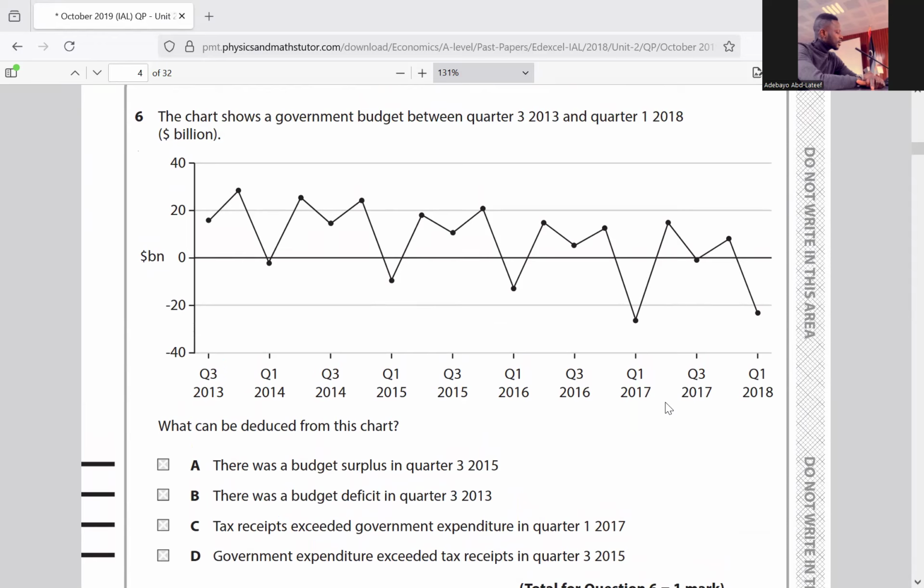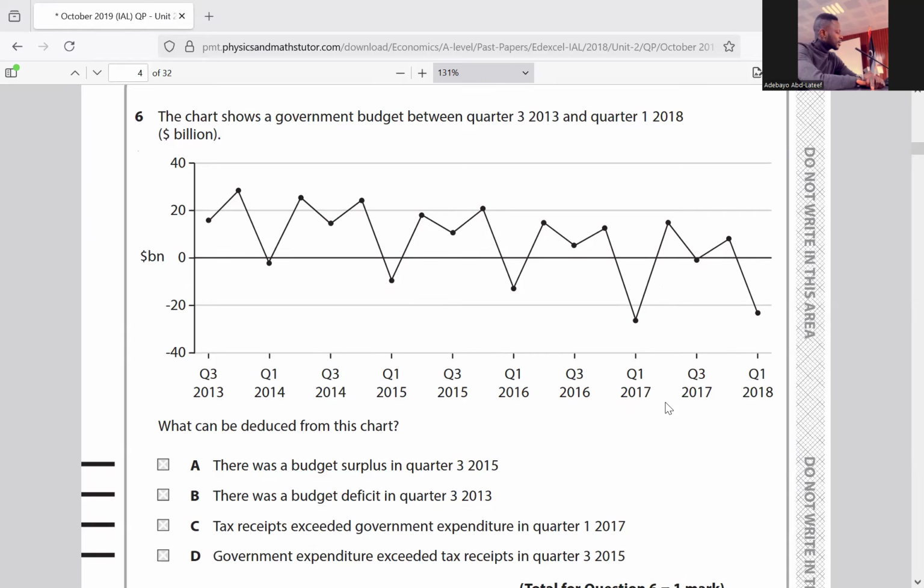And let's look at how it is a surplus. It's a surplus because revenue exceeds expenditure. So it is a surplus budget. So the answer is A, but let's look at other options. B, there was a budget deficit in quarter 3 of 2013. Quarter 3 of 2013, there's no deficit, so it is not B.